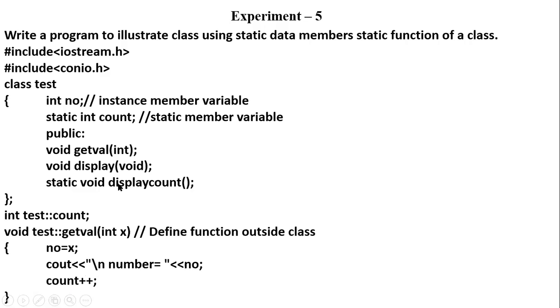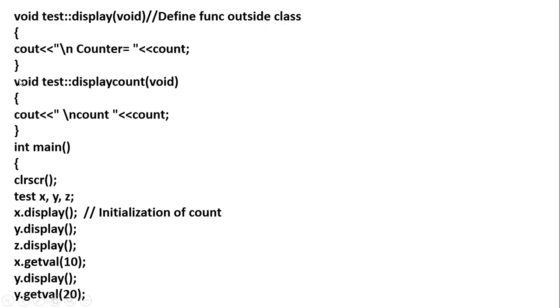But in the static member function, this display count, you can use only static data members. If you use a normal data member, it will give an error. The value of count changes every time you see it, and whenever the value of count changes, it will be reflected in all the objects.